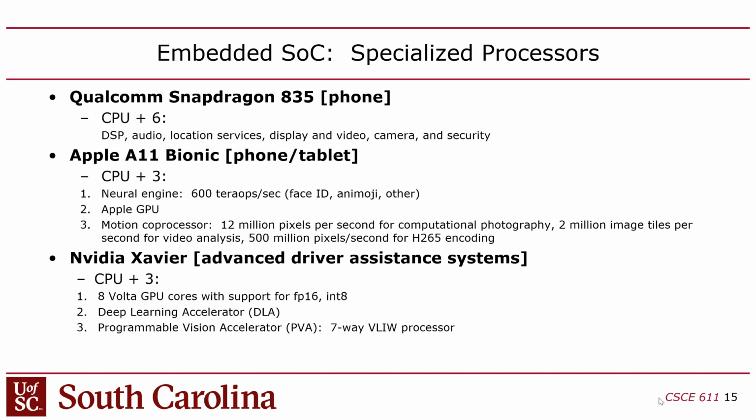So here's just a couple other stats. The Qualcomm Snapdragon 830, this is a little out of date, but I was trying to figure out how many different co-processors some of these things have. So for example, the NVIDIA Xavier, which is the self-driving car one, has 8 GPU cores, a deep learning accelerator, a programmable vision accelerator, which is a VLIW processor, very long instruction word, and of course that's all in addition to the CPU cores.